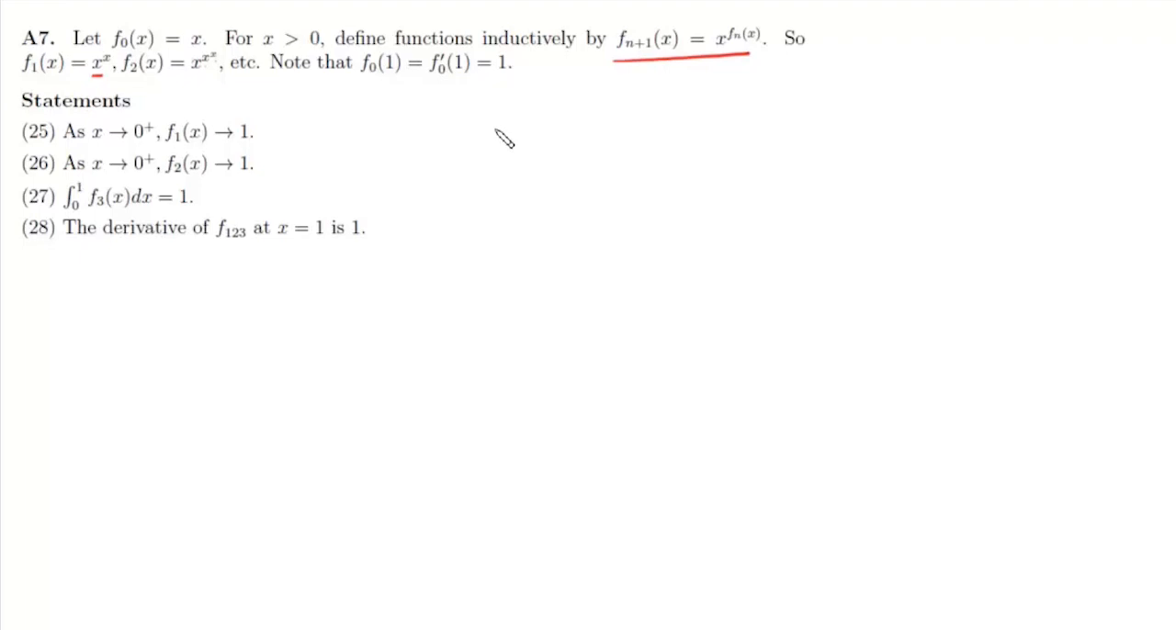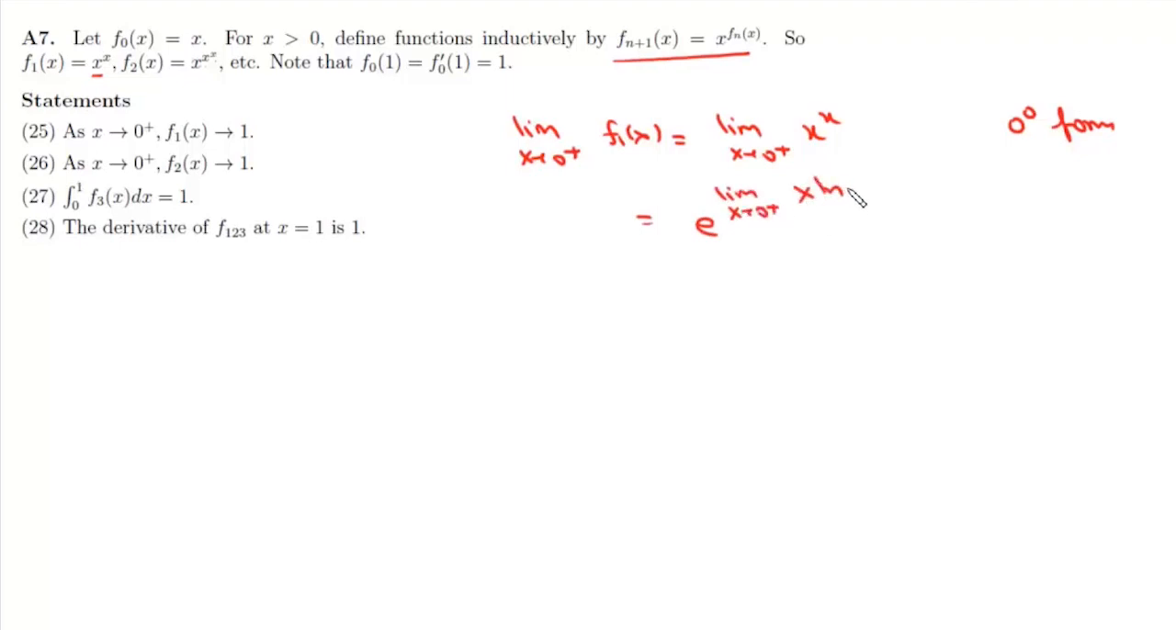Now this first one is as x tends to 0 positive, f1(x) tends to 1. So we have to find this limit as x tends to 0 positive of f1(x), and f1(x) is x to the power x. So it will be this limit x tends to 0 positive, x to the power x, which is 0 to the power 0 form. Now we can write this as e to the power limit x tends to 0 positive, x log x, or this is e to the power limit x tends to 0 positive, log x upon 1 by x, which is infinity upon infinity form.